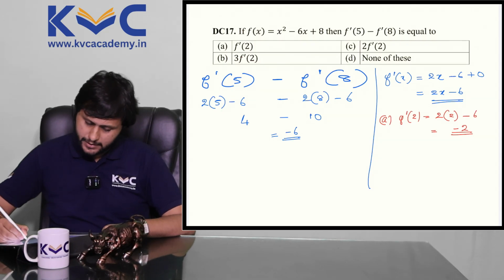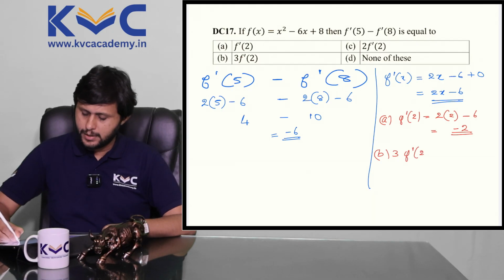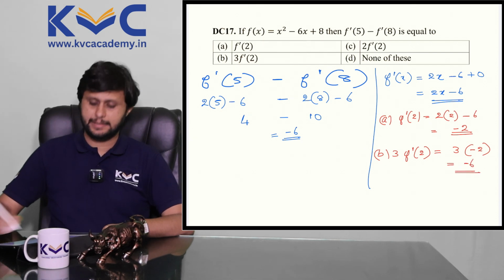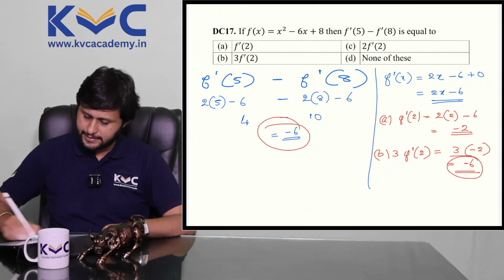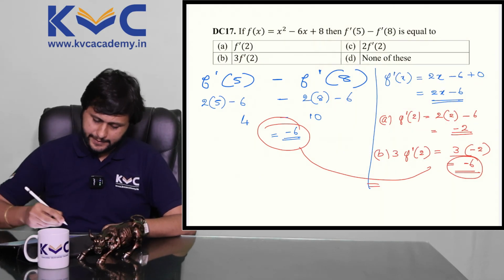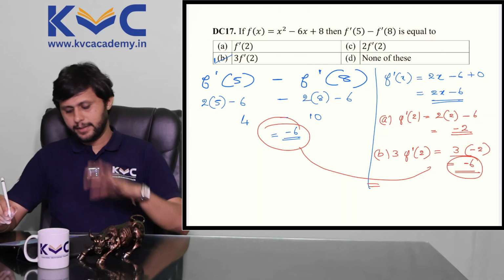So the answer should be, I think, second option, 3 into f dash of 2. I already know f dash of 2 is minus 2. 3 into minus 2 is minus 6. So this minus 6 and this minus 6 are matching. Okay, so what's the final answer? Final answer is 3 times f dash of 2. So we got the answer minus 6.